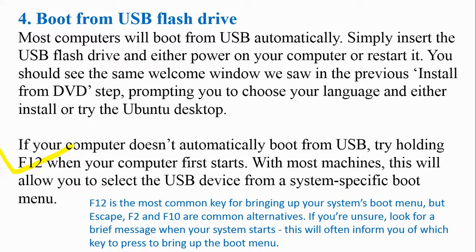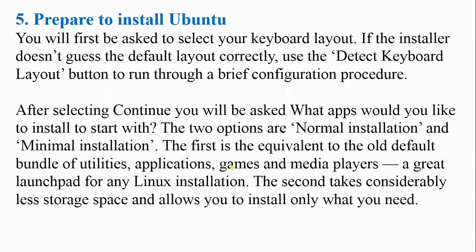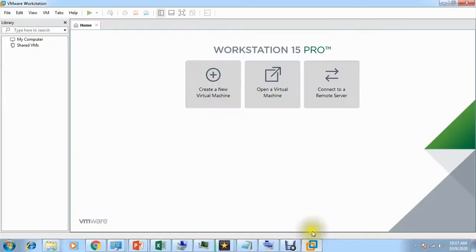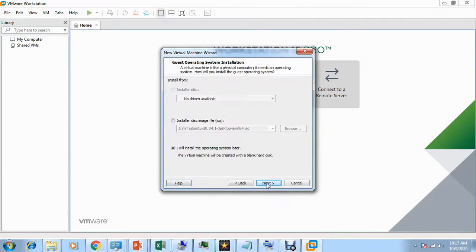And guys, F12 is the most common key for bringing up your system's boot menu, but Escape, F2, F10 are common alternatives. So you can try these also. And if you are unsure, look for a brief message when your system starts. If you don't know which key to press, you will get that message at the time of boot. So these are the steps you have to follow. So let me show you here. So guys, I'm going to install one server here, an operating system.